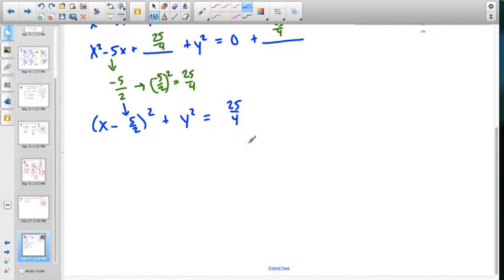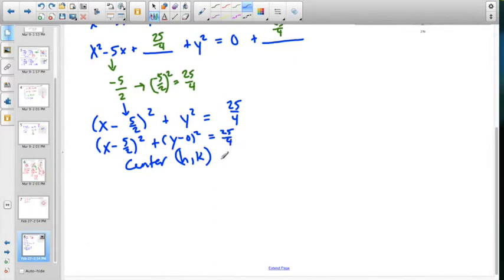So here's our equation for our circle. We have a center of h comma k. So we have our circle already set up in standard form. We have x minus. We could have a y minus here. In fact, let me just squeeze that in. We have x minus 5 halves squared plus we really have y minus 0 squared equals 25 over 4. So we have a center at 5 halves. We just pluck out that number. That minus sign stays with the format of the equation. And pluck out this number.